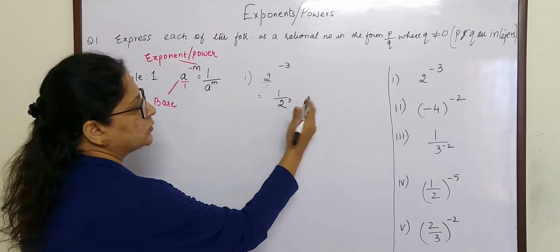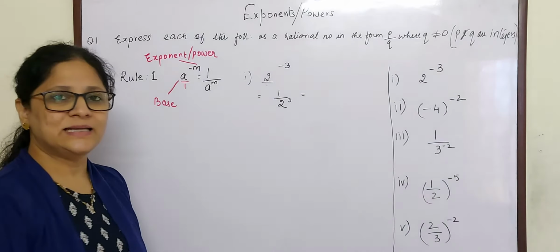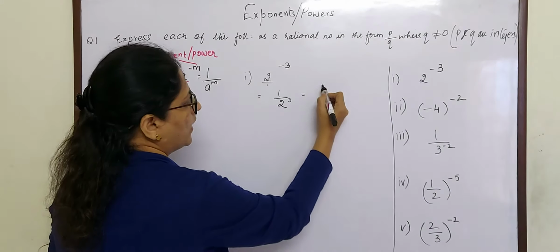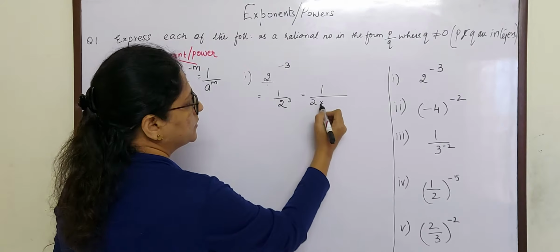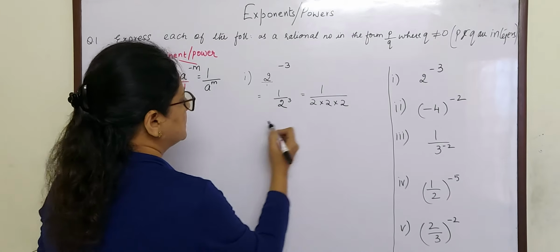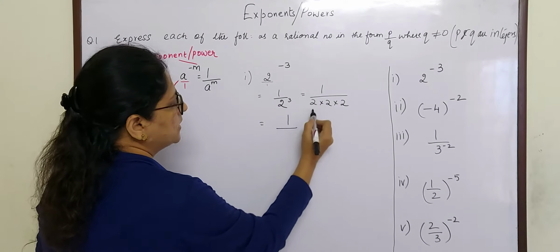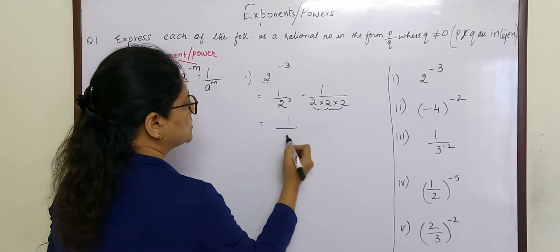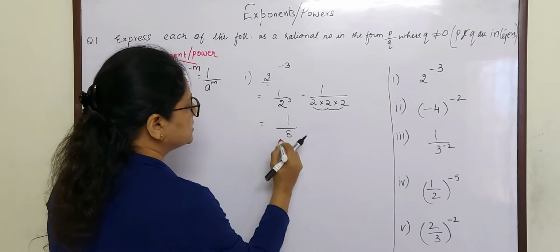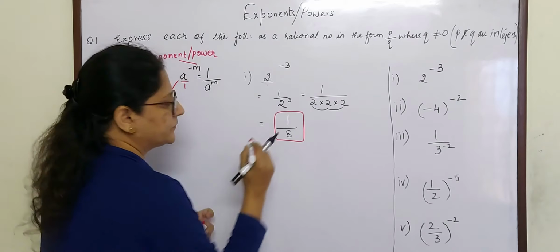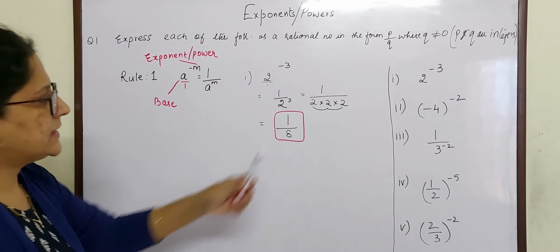That means 2 has to be multiplied 3 times. So 1 by 2 into 2 into 2 is equal to 1 by, 2 2s are 4, 4 2s are 8. So this is your answer. Okay, let us go to the next sum.